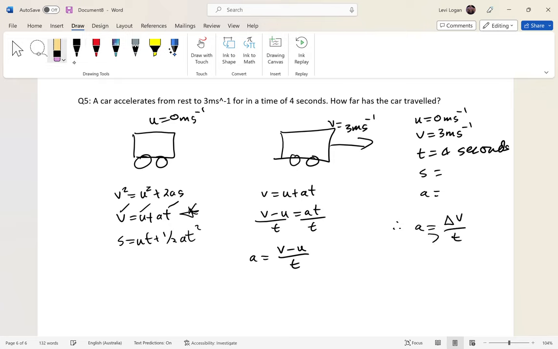And that makes sense because the definition of acceleration is the change in velocity over the time. That's just a little side thing as well. Alright, so let's just plug in our numbers. So acceleration is 3 minus 0 divided by 4. So acceleration is 3 over 4 meters per second.